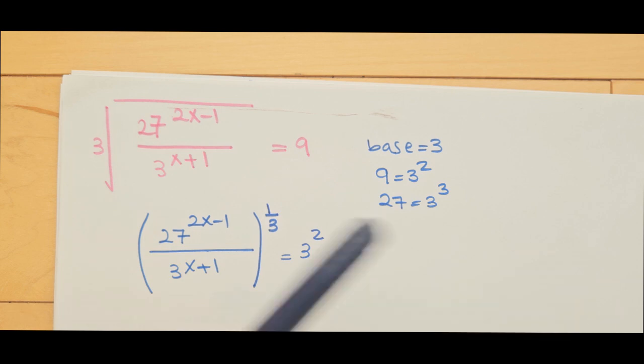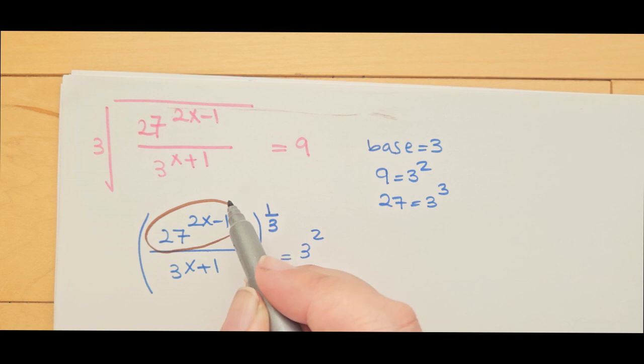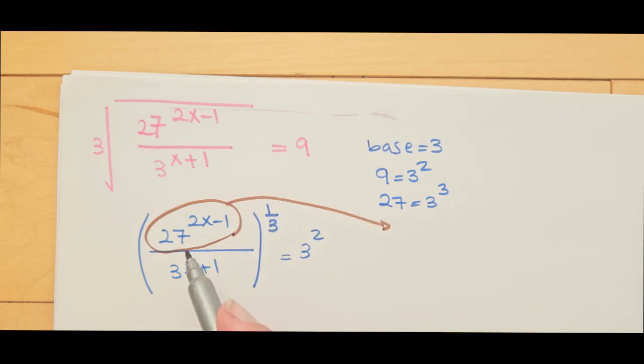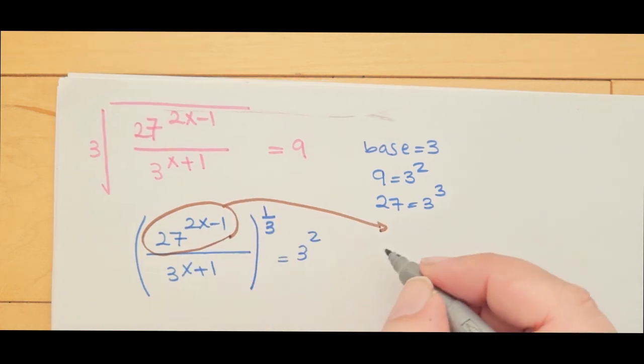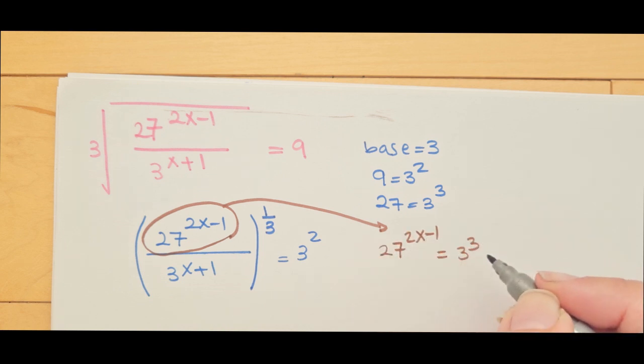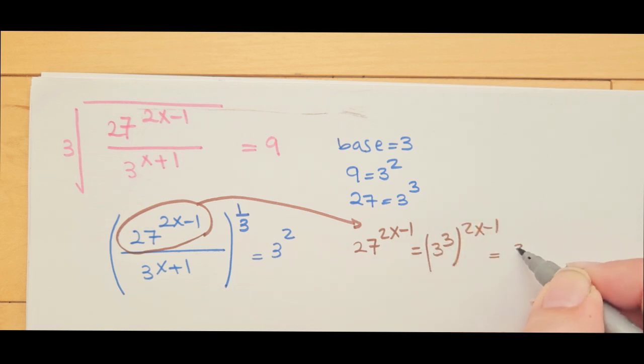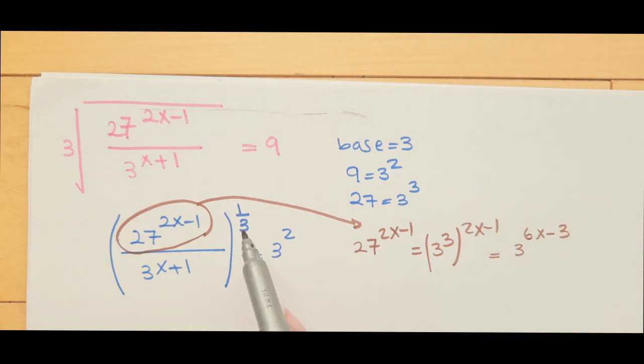Okay, so now I'm going to do each one separately. Let's deal with this thing. 27 to the power 2x minus 1. It's 3 to the power 3. Okay, 2x minus 1 would give 3 to the power 6x minus 3. Okay, and remember, when there is a fraction, everything is inside a bracket and there is an exponent or power outside. So this power belongs to the numerator and denominator.